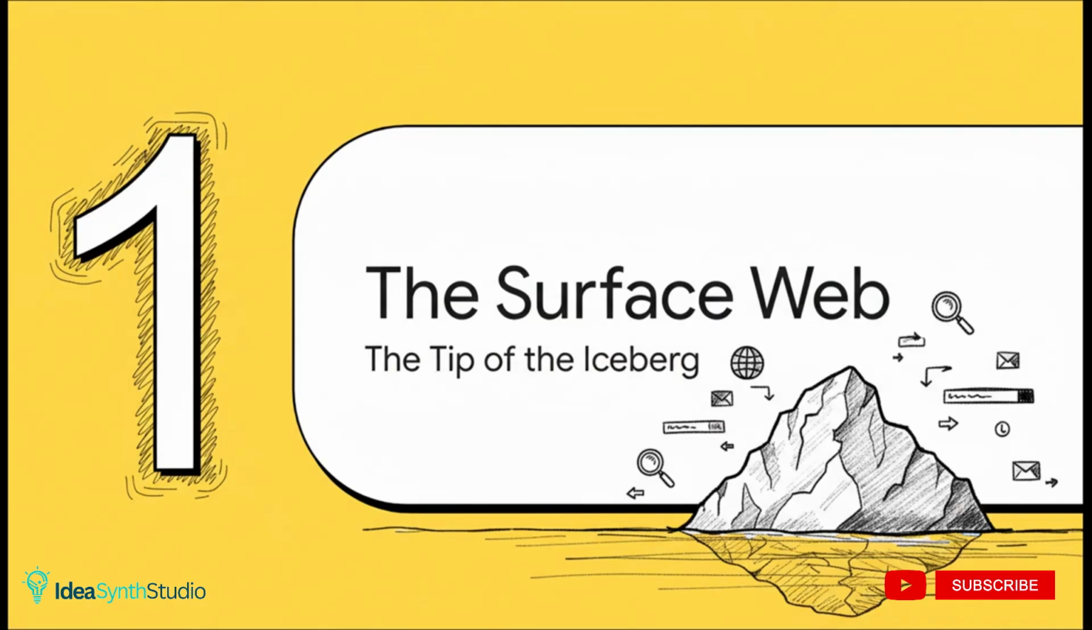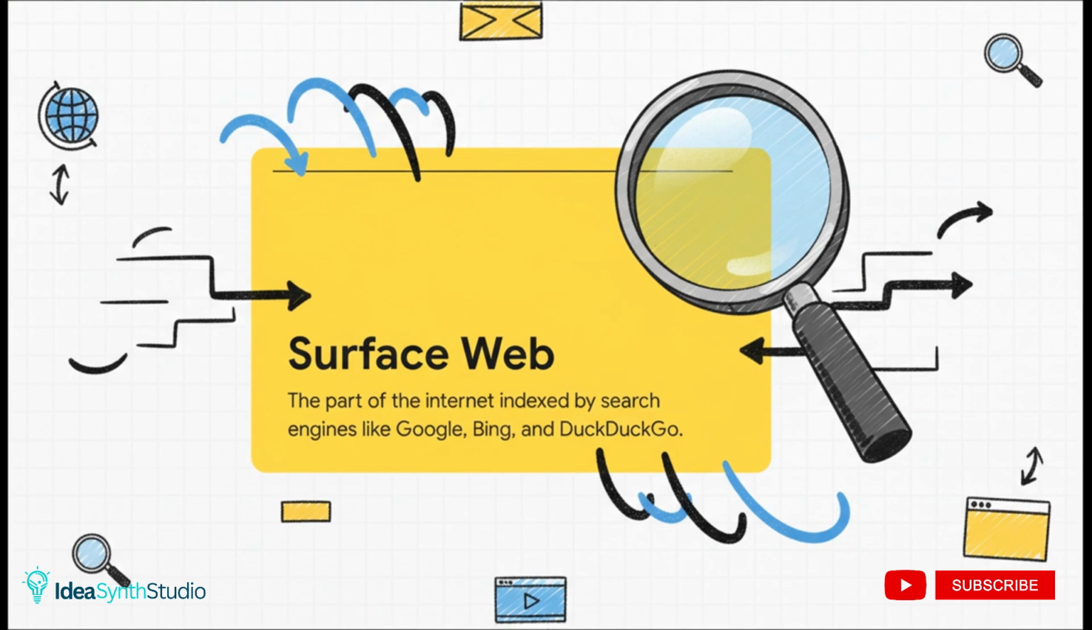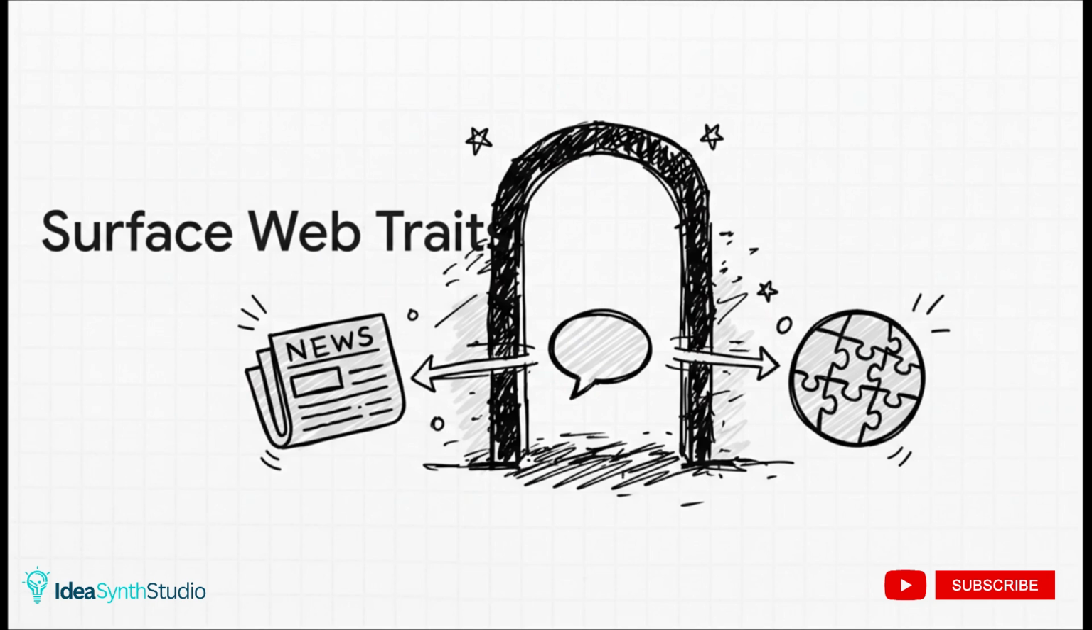Okay, so to understand that massive hidden part, we've got to start with what we all know and use every day. This is the tip of our digital iceberg. We call it the surface web. Put simply, the surface web is pretty much anything you can find using a search engine. It's been indexed, or cataloged, by companies like Google, which makes it the searchable, public-facing part of the internet we're all familiar with. The key trait here is that it's all publicly accessible.